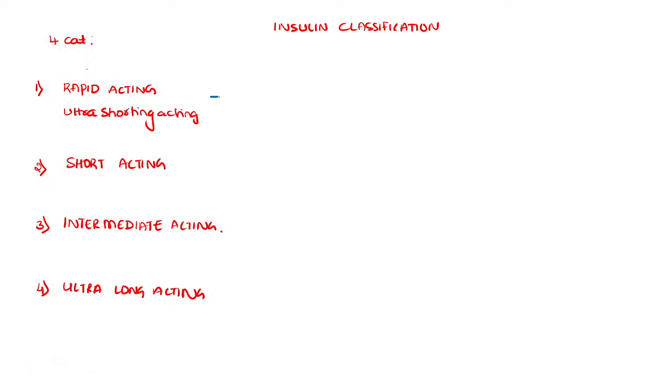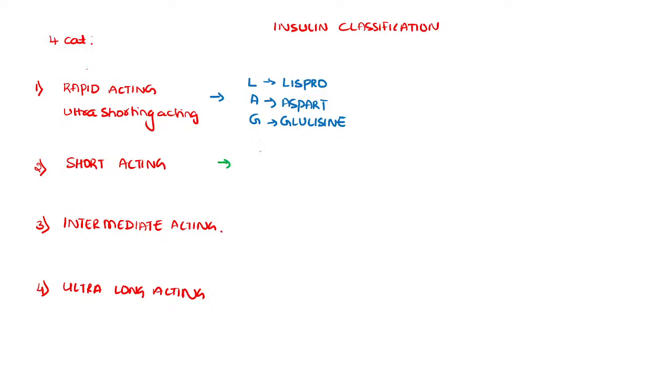So under rapid acting, you need to remember three drugs mainly. LAG. One is insulin Lispro, insulin aspart, and third you have insulin glulisine. And next let us see what are all the short acting ones.